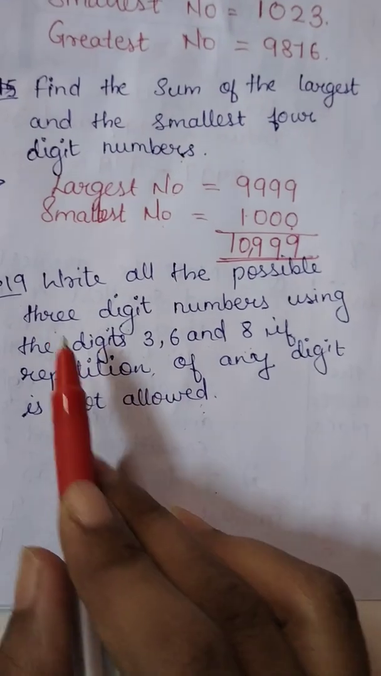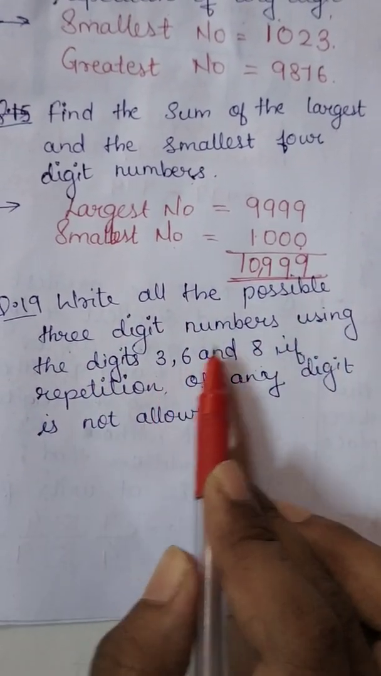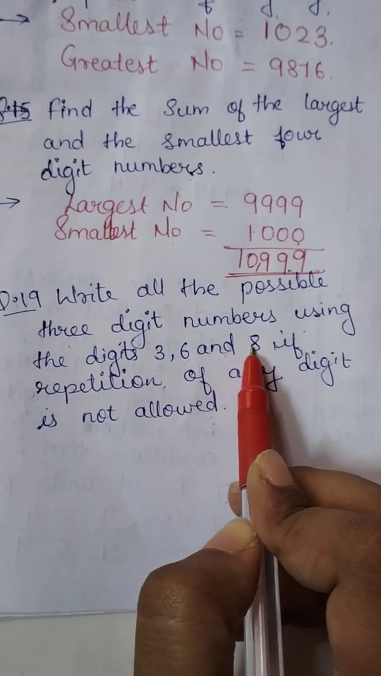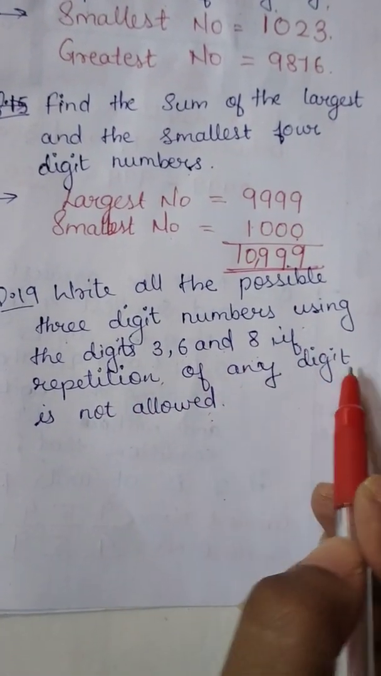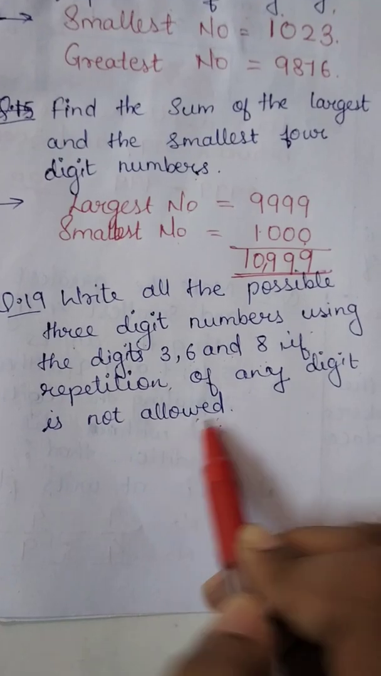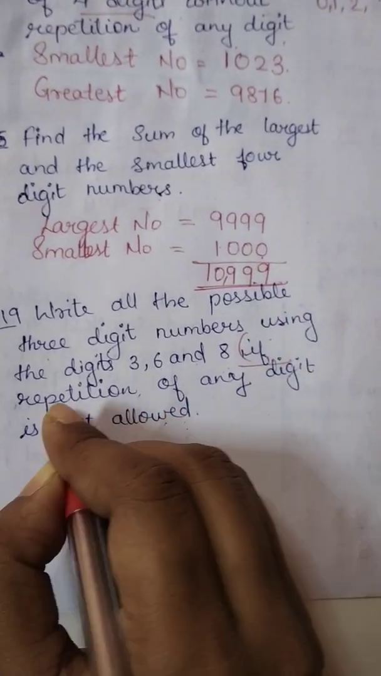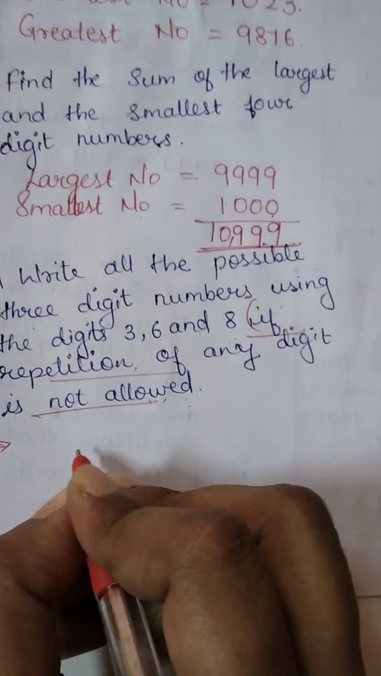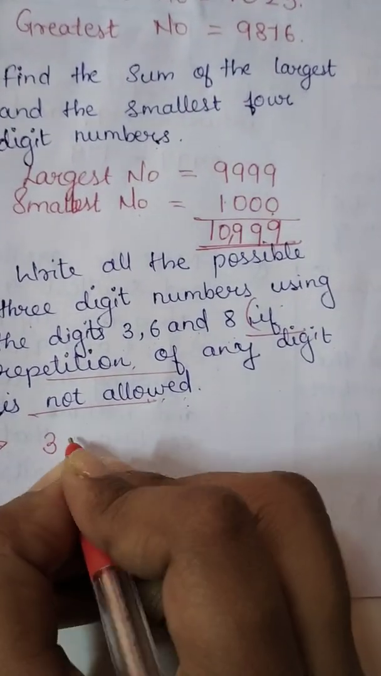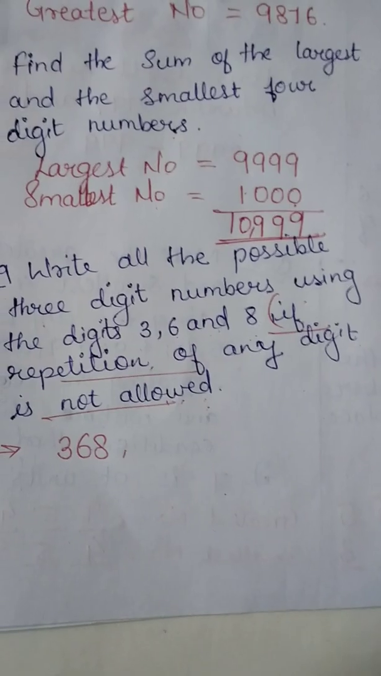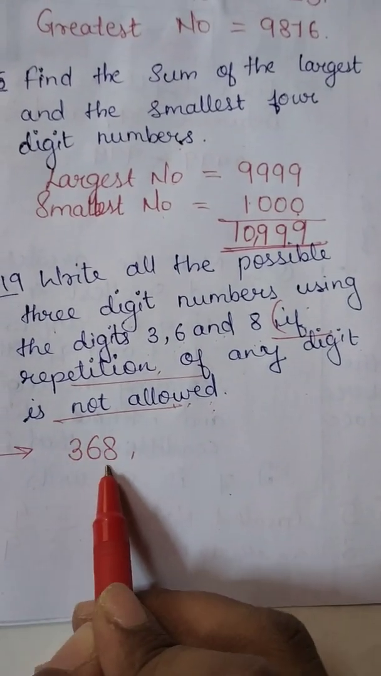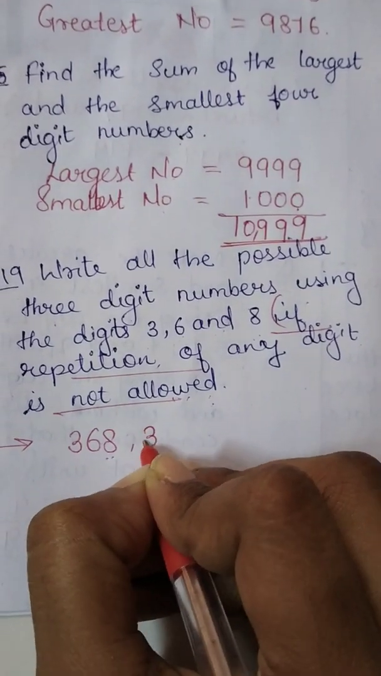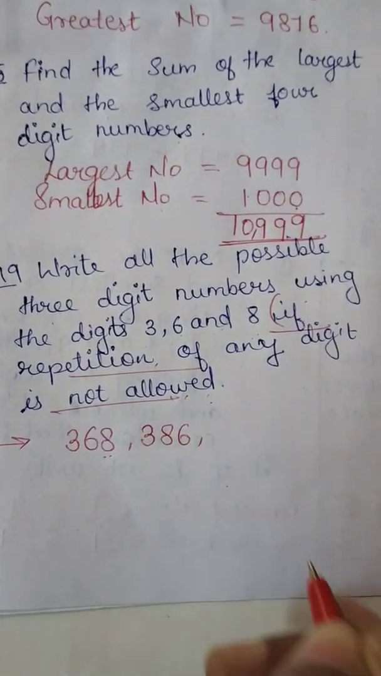Next, write all the possible 3-digit numbers using the digit 3, 6 and 8 if repetition of any digit is not allowed. So you have to be very careful on the condition, no repetition of the digit. So all the possible answer we have to write like 3 6 8 first. Okay, so I have not repeat any number. This is a 3-digit number.